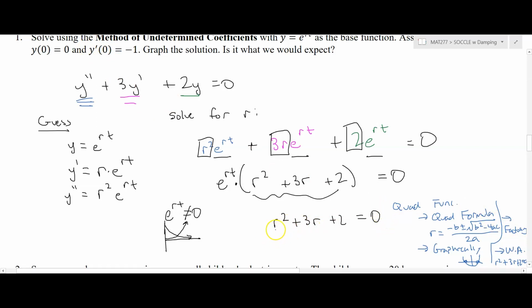R squared plus 3r plus 2 factors into r plus 2 times r plus 1 equals 0. And the trick behind factoring here is these two constants have to multiply to give me 2 and have to add to give me 3. And so that works out, so I get r equals negative 2 and r equals negative 1. Now I don't want to treat those as the same, so I'll call this r1 and r2. Which one's which does not make any difference.